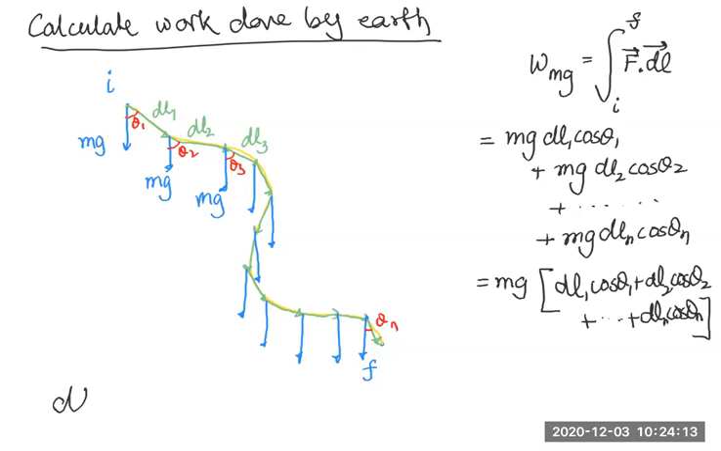So let me write this. dl1 cosine theta 1 is the component of dl along mg, and I want to draw this. Don't say something so silly. If we take the component of dl, what will its units be? dl is in meters, so its component will also be in meters. If you tell me that the component of dl will be mg, how can it be mg? So let me draw this.